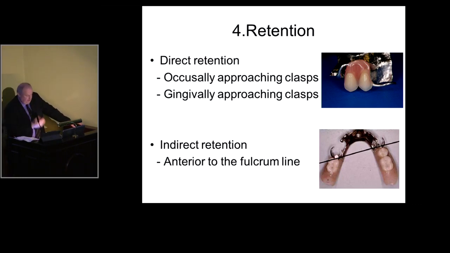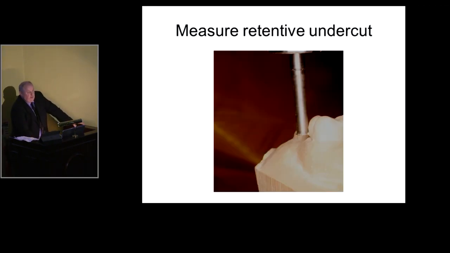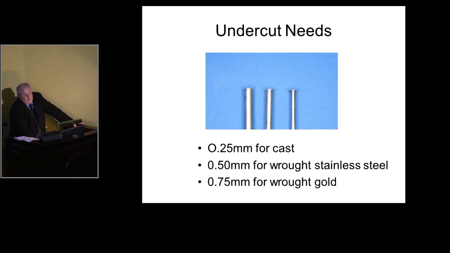Indirect retention, anterior to the fulcrum line on a partial denture, say in a Kennedy 1 or 2, everything that is anterior to that at a right angle offers indirect retention. So resistance to displacement away from the tissues. That's indirect retention when the saddle comes up. We must have the correct undercut. There are different amounts of undercut for different types of clasp. A cast clasp, 0.25 millimeters, wrought clasp, 0.5, and wrought gold, 0.75. That's important to analyze. How would you know what undercut you have? Through the use of your surveyor.